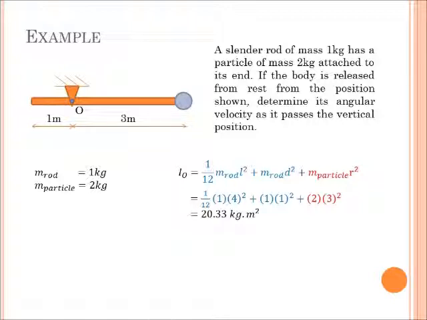Moment of inertia for a rod rotating about its center is 1/12 ml squared, but here it isn't rotating about its center but around O. So we have to apply the parallel axis theorem, adding the md squared, d being the distance from the center of mass of the rod to its axis of rotation. And lastly, we add the moment of inertia for the particle, which is just mass times the radius of rotation squared. Substituting in the given data gives us 20.33 kilograms meters squared.